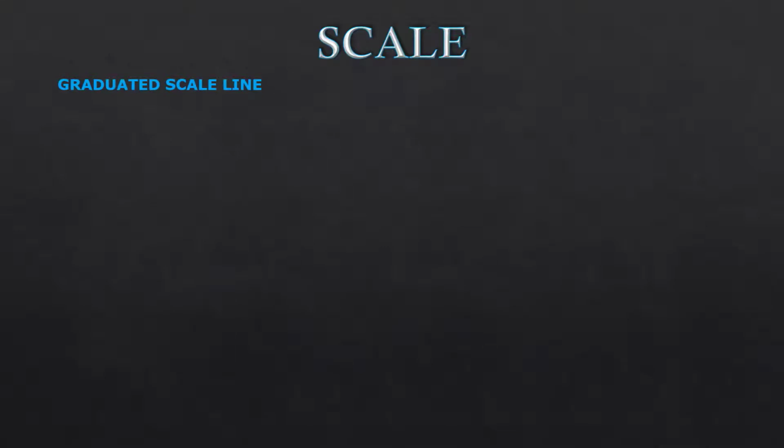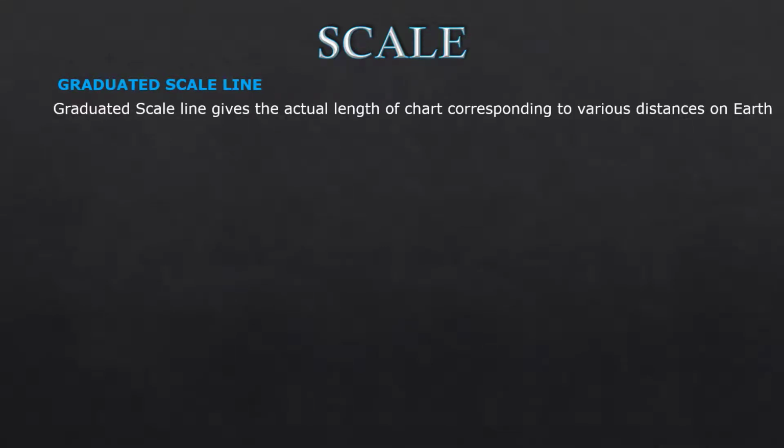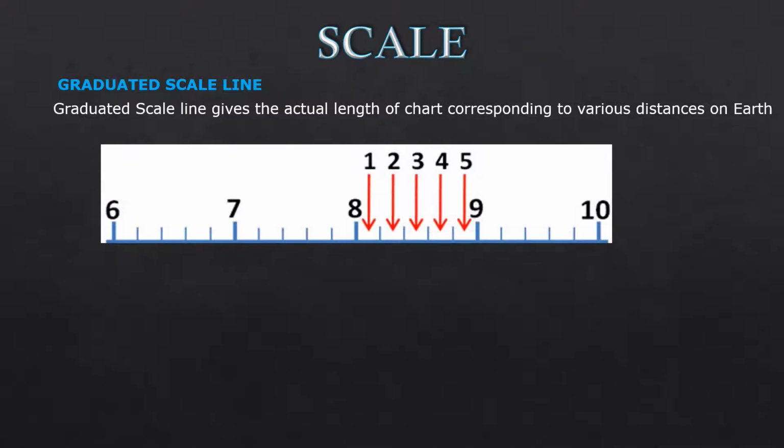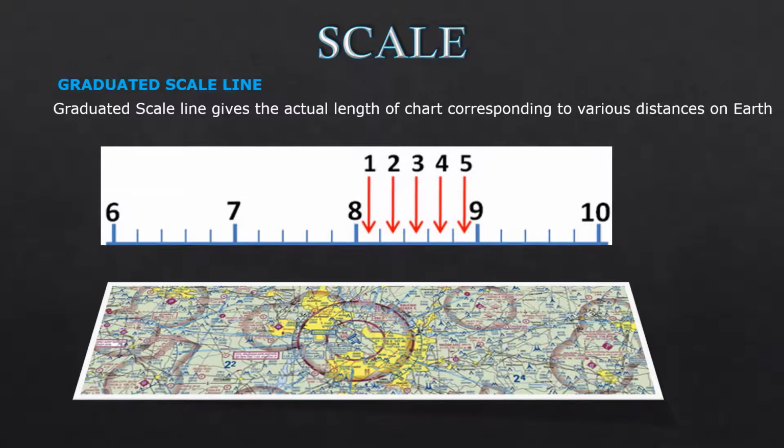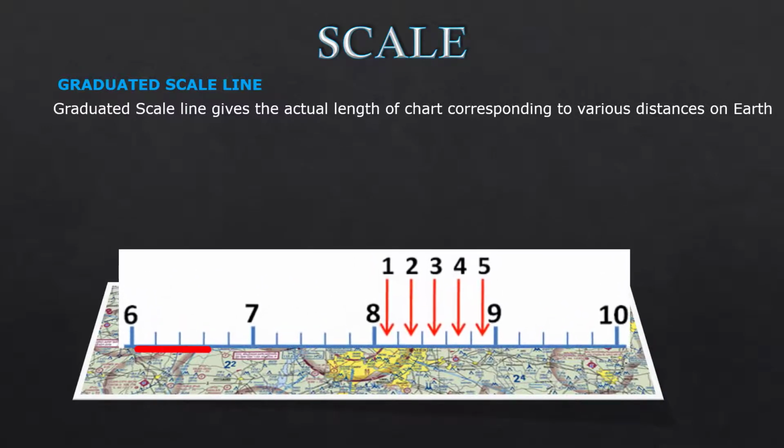Graduated scale line. A graduated straight line gives the actual length on the chart corresponding to various distances on Earth. This is a graduated scale. You can directly put it on the chart to measure the Earth distance. In this case, a scale factor is given. Example, 1 inch on a chart equals 15 nautical miles on Earth.